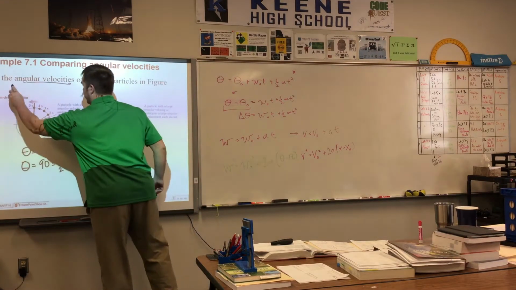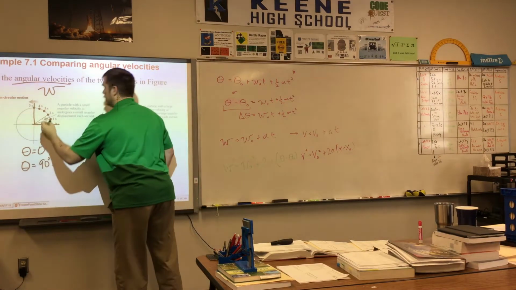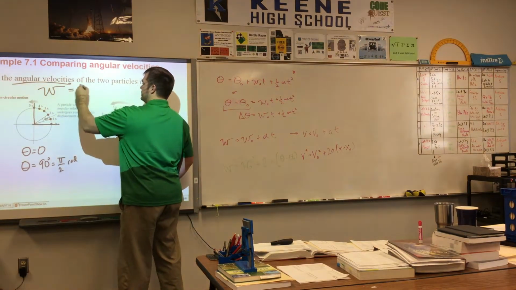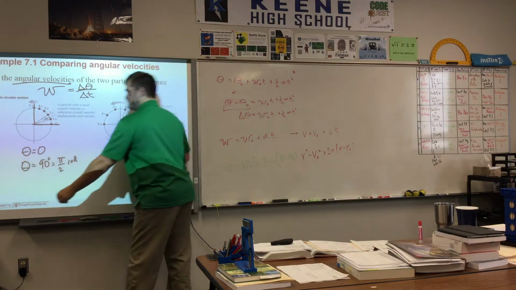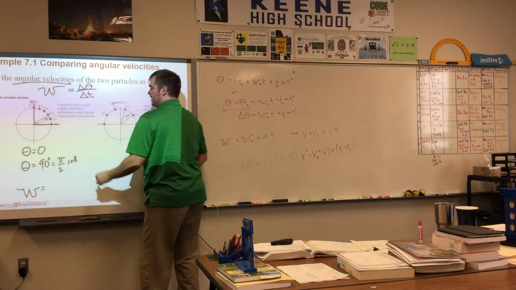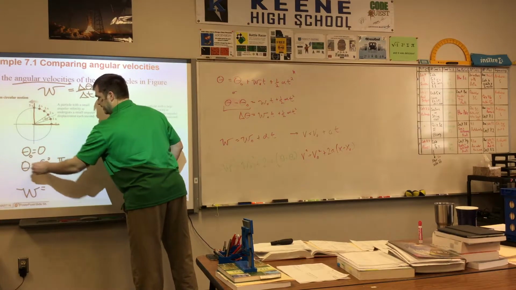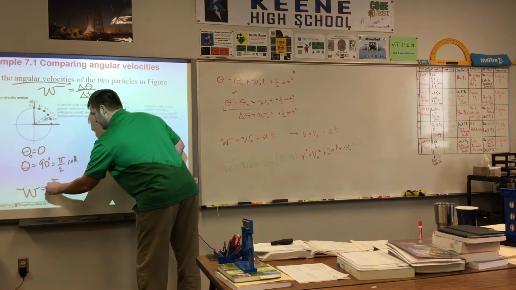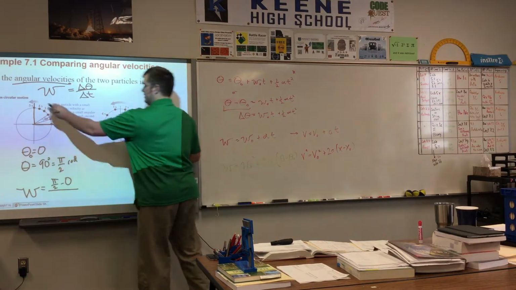They want us to find angular velocity. That's omega. So the formula is omega equals delta theta over delta t. So in this case, omega is delta theta, theta final minus theta initial, over 5 seconds.